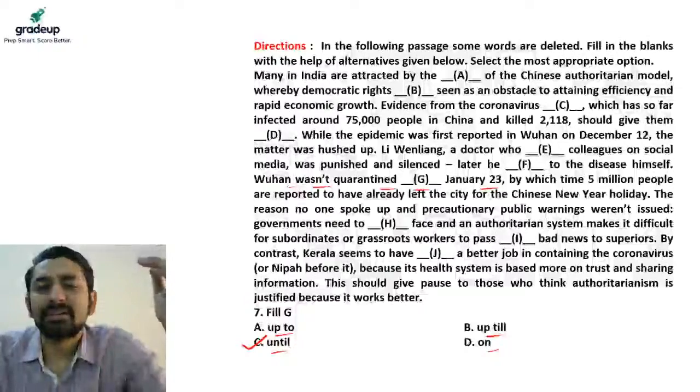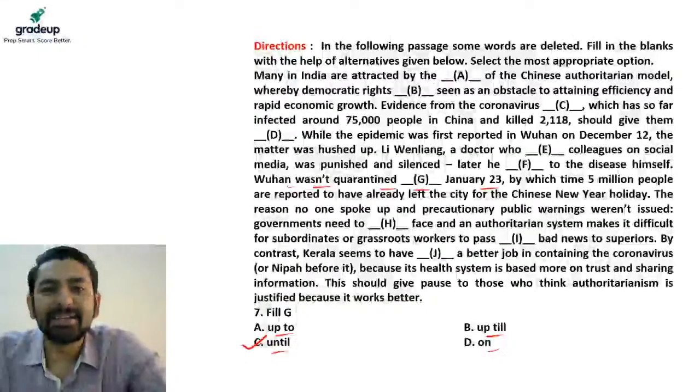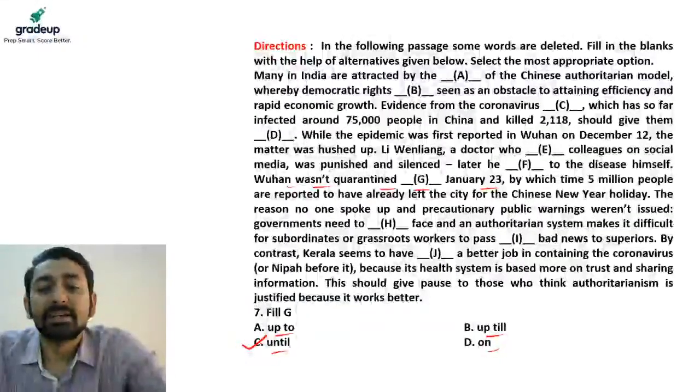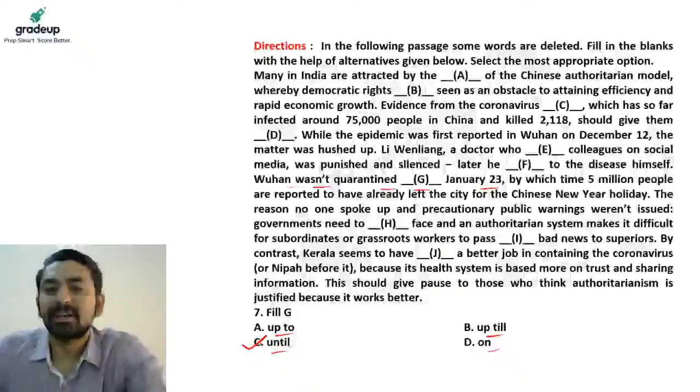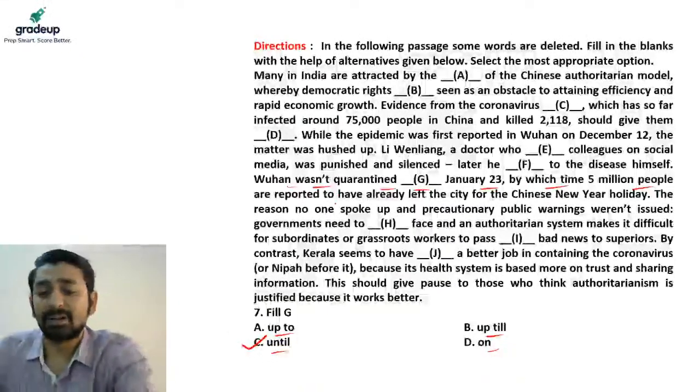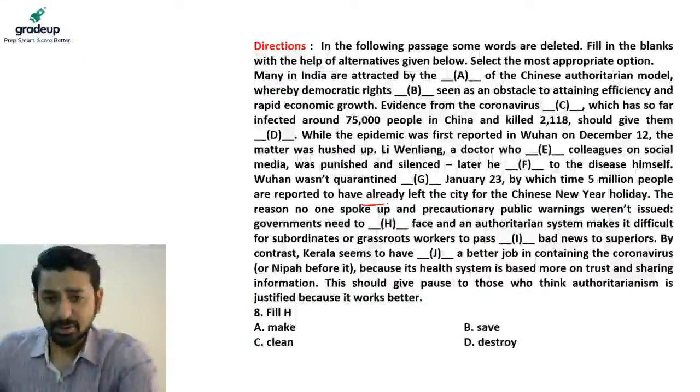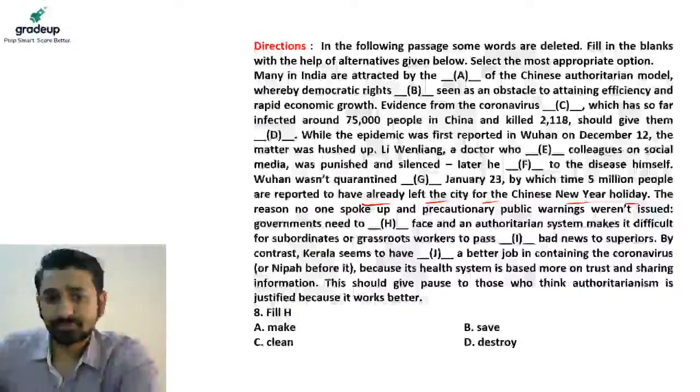Until means jab tak ki nahi. In Hindi, it is called jab tak ki nahi. 23rd January tak quarantine nahi kiya gaya tha. That's what it means. So until January 23rd, by which time 5 million people are reported to have already left the city for the Chinese New Year holiday.